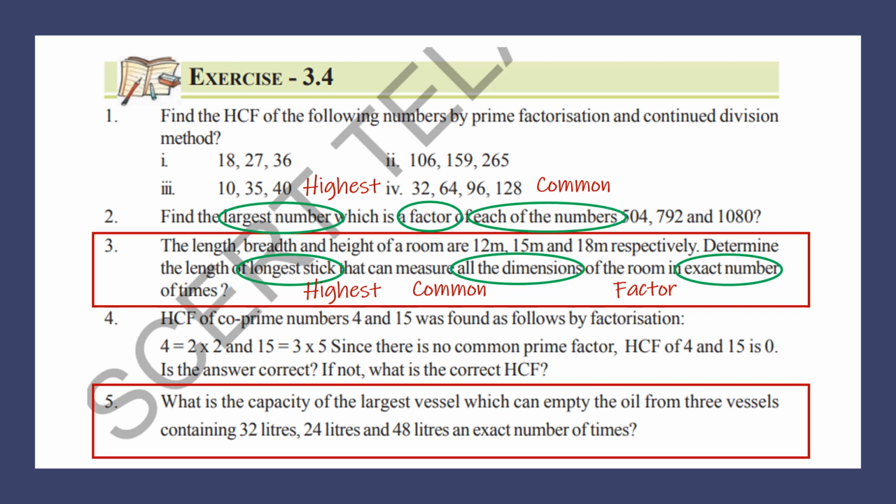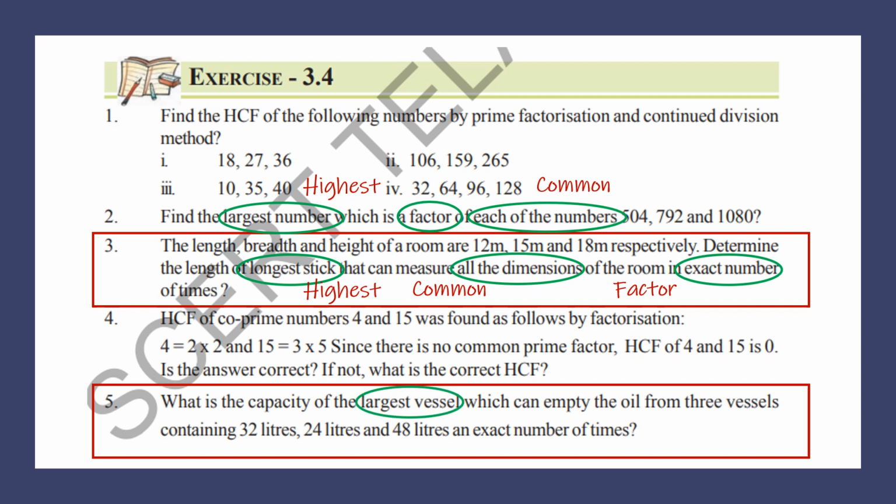And how do we empty it? We have to find an exact number of times. So I have to fill up my smaller vessel full. I cannot fill it half, or I cannot fill it like quarter. So it has to be filled up full and taken out an exact number of times. What are the keywords here?